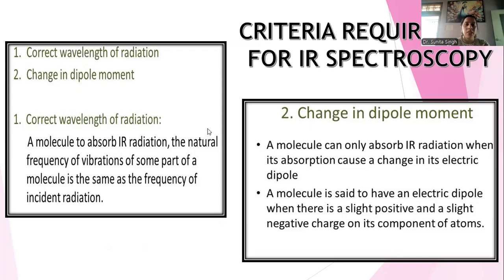So these are the basic conditions. So if you see a molecule where there is a chance of a change of dipole moment, you have an idea that they are going to be IR active compounds.